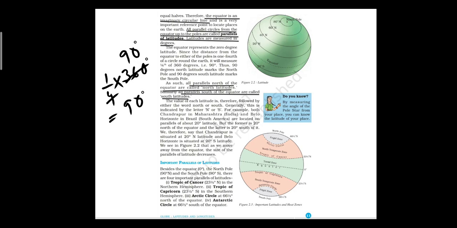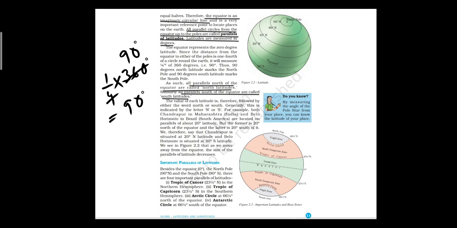Firstly, it is Tropic of Cancer, whose value is 23.5° north, because it is lying in the northern hemisphere. Then we have Tropic of Capricorn, which is 23.5° south, because it is in the southern hemisphere. Then we have Arctic Circle, whose value is 66.5° north, because it is lying north of the equator, and Antarctic Circle at 66.5° south, because it is lying south of the equator.